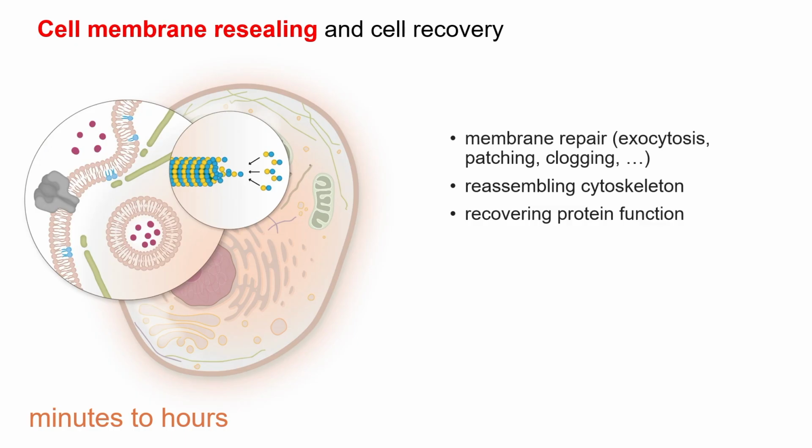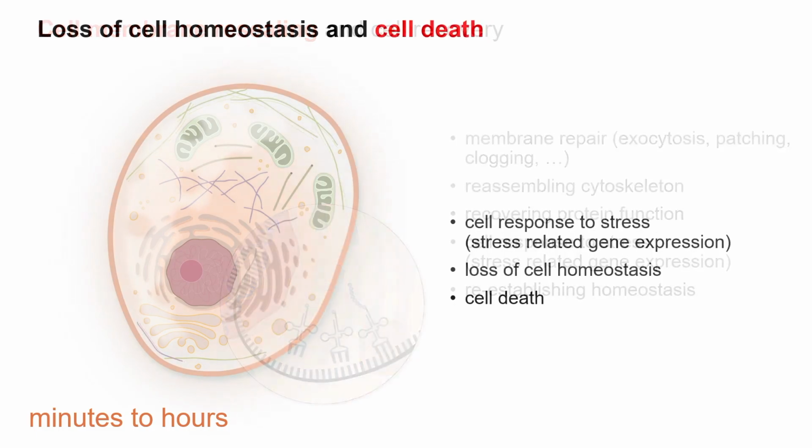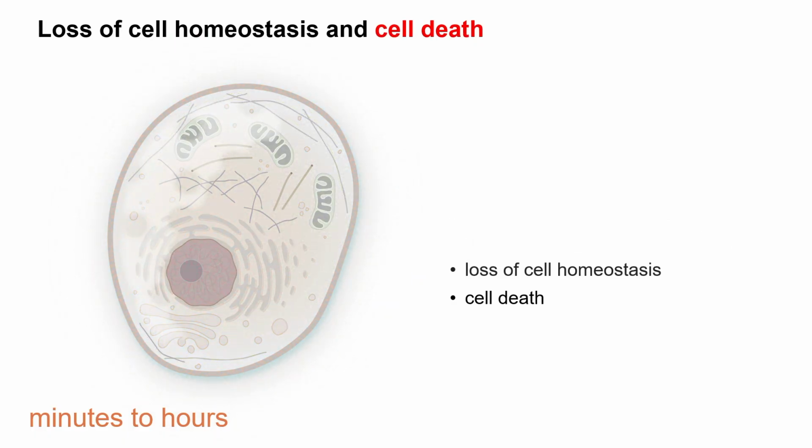And eventually, the membrane tries to be repaired. The cell tries to repair the membrane by exocytosis, patching, clogging, and reassembling the cytoskeleton, recovering the protein function with, of course, also the expression of the heat shock proteins as chaperones for the folding of the proteins. If the cell reestablishes the homeostasis, it will survive. If not, the cell will die.